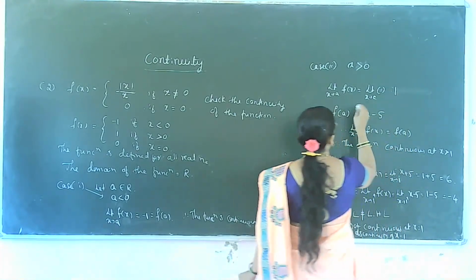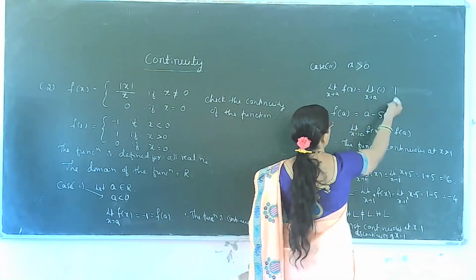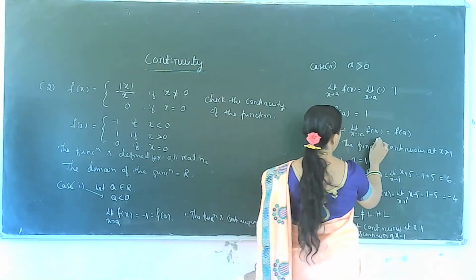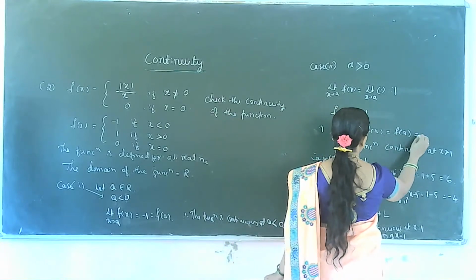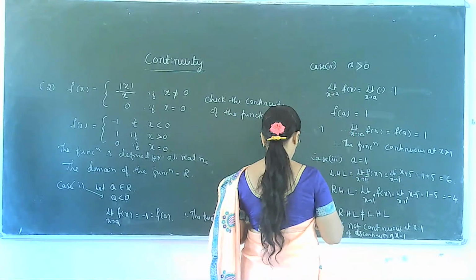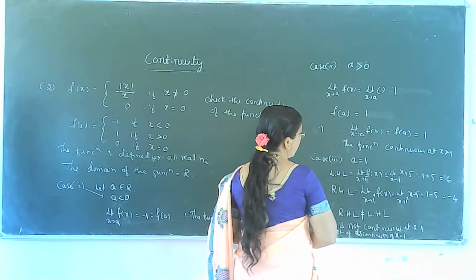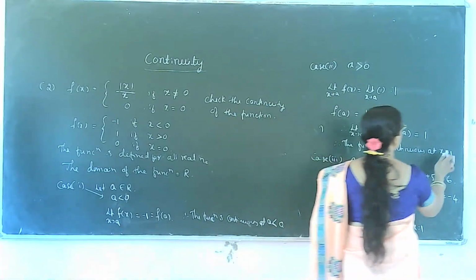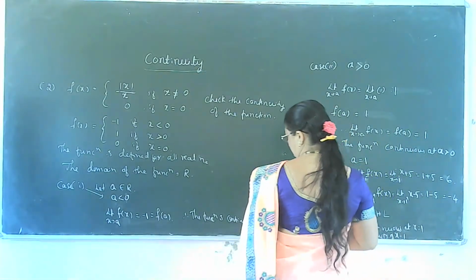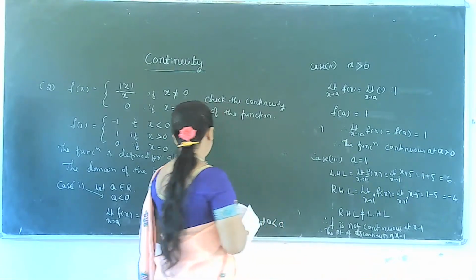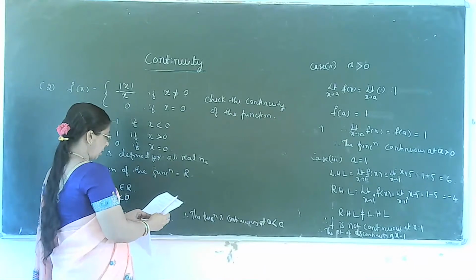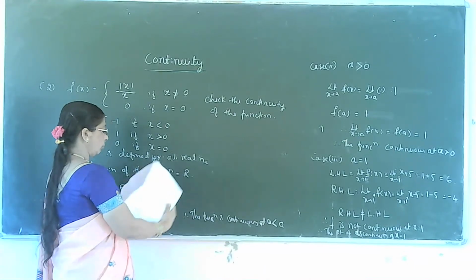Therefore, you can write the answer also. Here f of a is also 1. Therefore, limit of f of x is equal to f of a, which is equal to 1. Here also 1. The function is continuous when a is greater than 0. Here the function is continuous for a less than 0 and greater than 0 also.